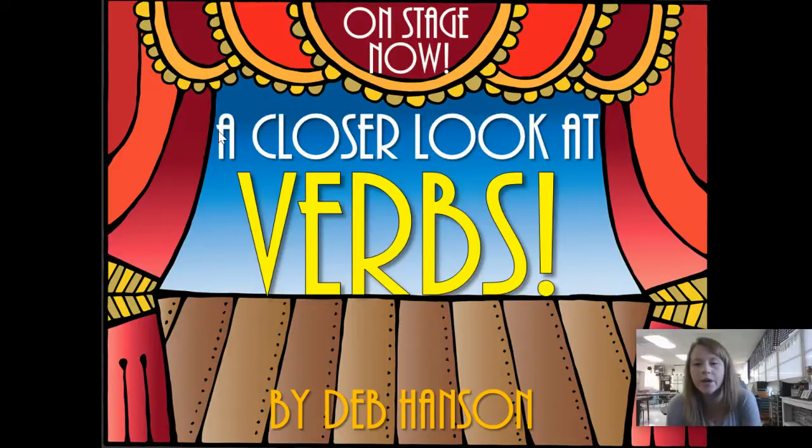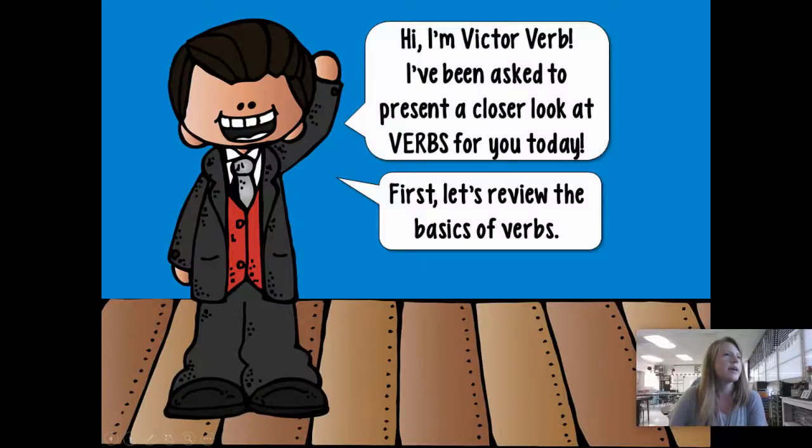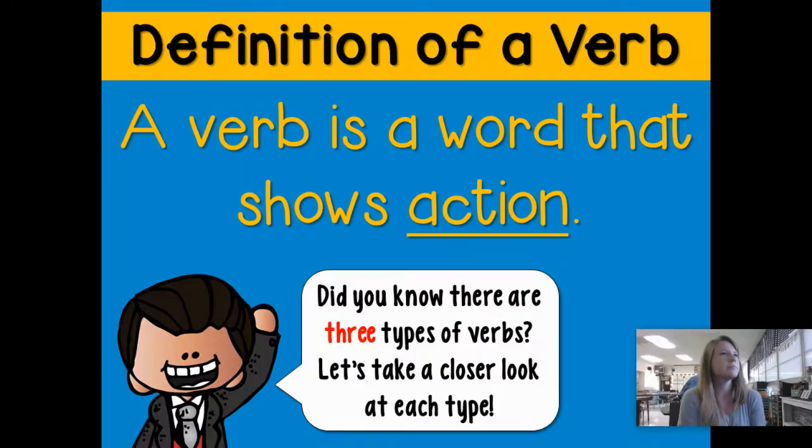So we know that a verb is an action word. This is Victor Verb. He says, I've been asked to present a closer look at verbs for you today. First, let's review the basics of verbs. Here's a definition of a verb. A verb is a word that shows action. Did you know there are 3 types of verbs? Let's take a closer look at each type.